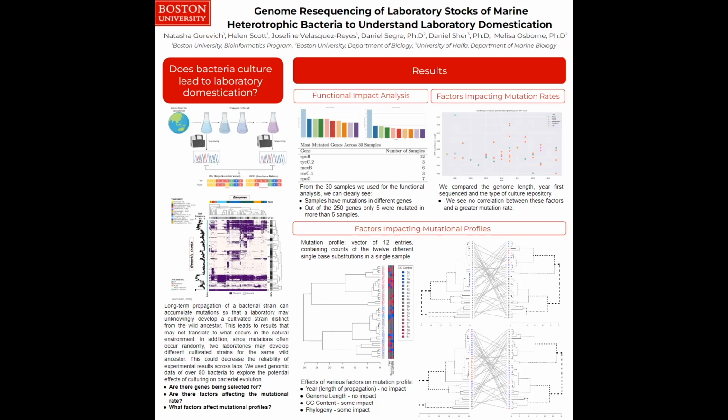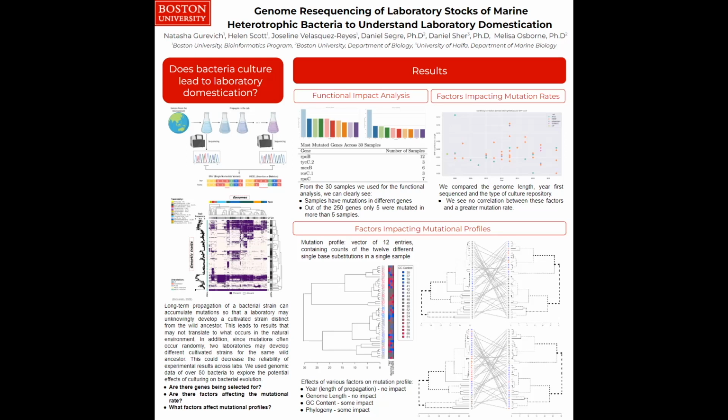Scientists have been studying and culturing bacteria for several decades now. Our ability to culture bacteria has led to incredible discoveries in various branches of science, including medicine and evolution. The versatility in the scientific community has led to several repositories to make these model organisms accessible. But does this accessibility lead to laboratory domestication? Laboratory domestication occurs when the culturing of bacteria leads to the organism diverging from the original wild-type sample. Long-term propagation of a bacterial strain can accumulate mutations over time so that a lab may unknowingly develop a cultured strain distinct from the wild ancestor.